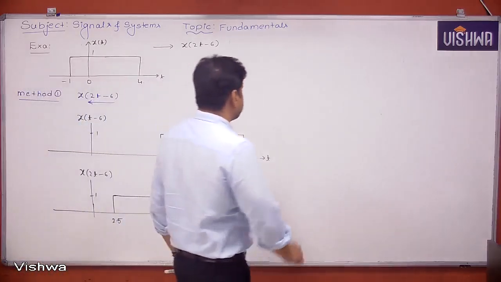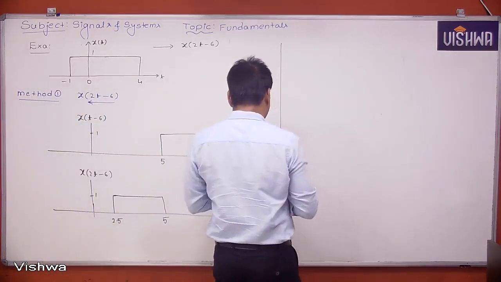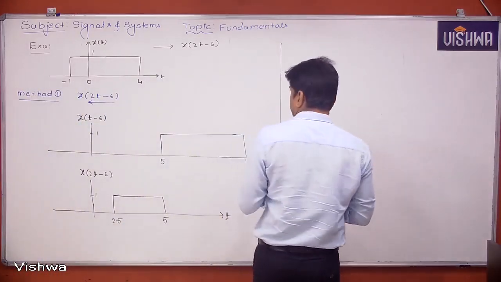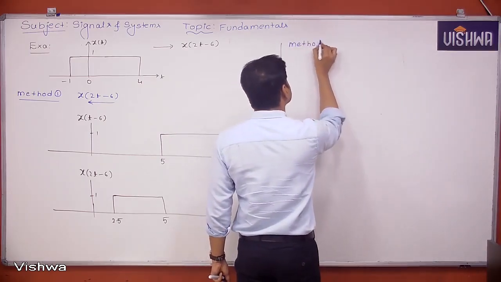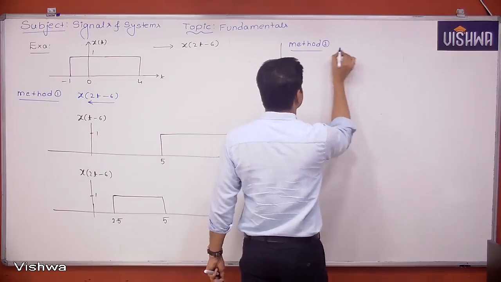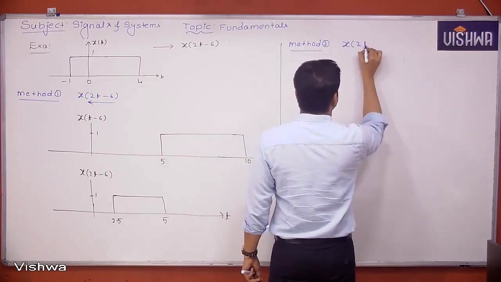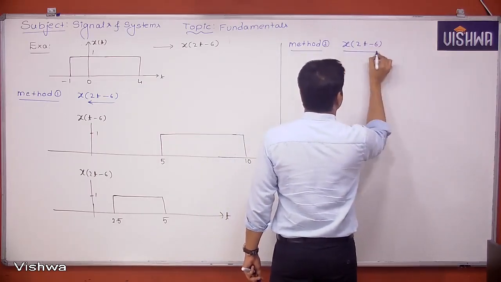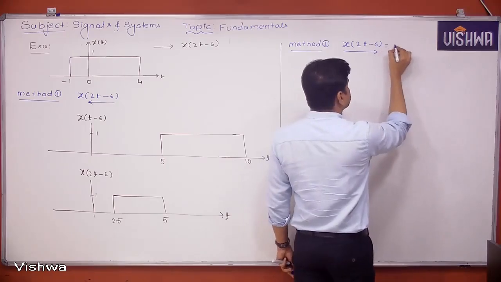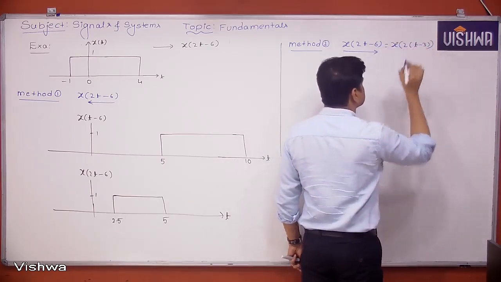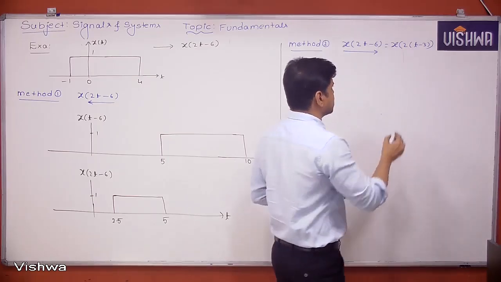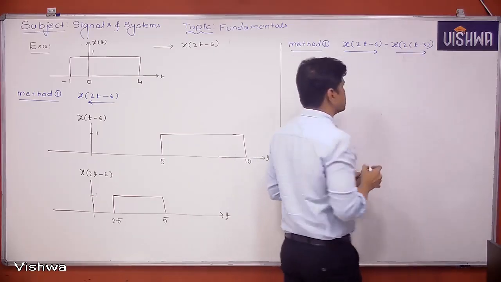Next, let's say method 2, which is the unnatural method. Can I get the same thing or not? Method 2. That means x of 2t minus 6. To go in this direction, first we have to take 2 common out: 2t minus 3. That's what we have to do. So in this direction we have to apply the operations.